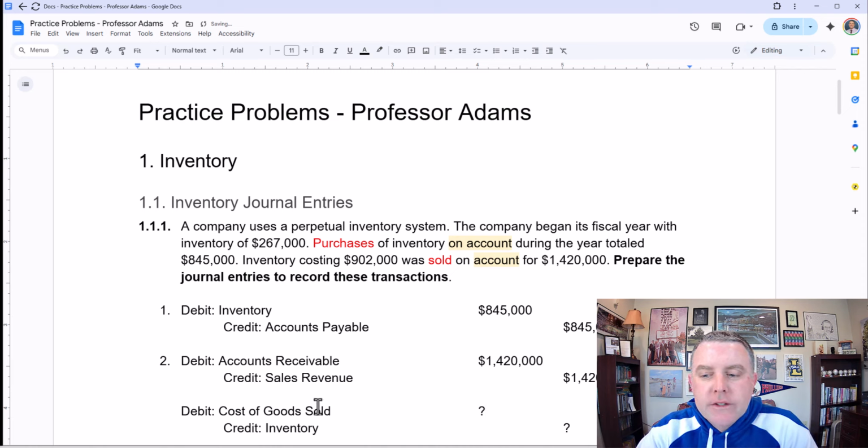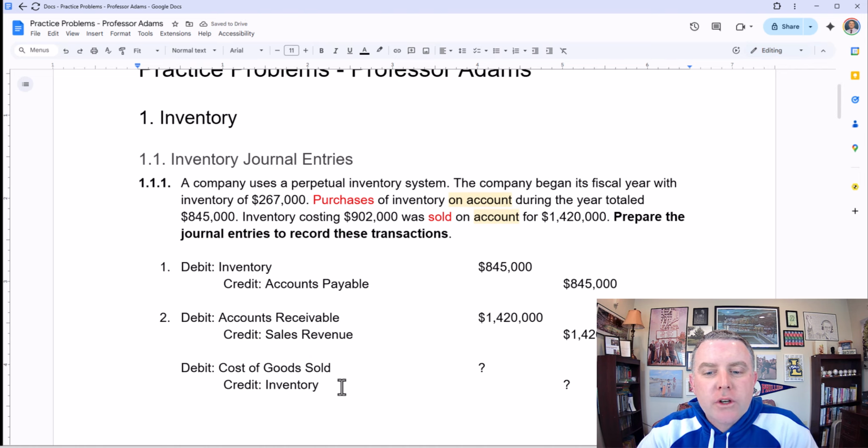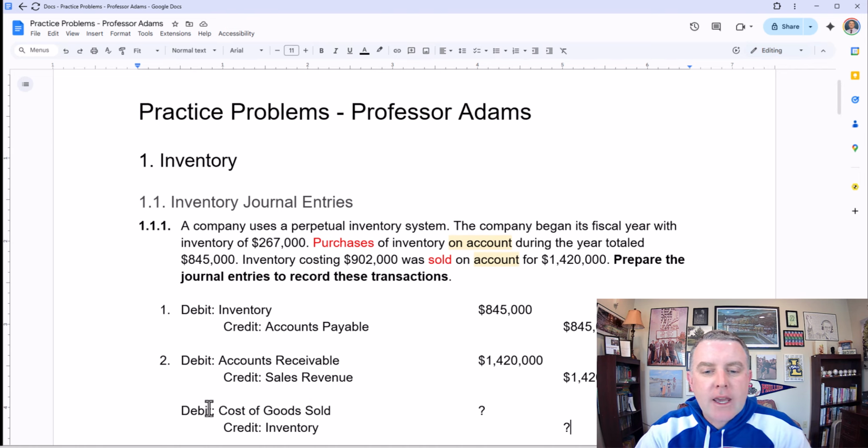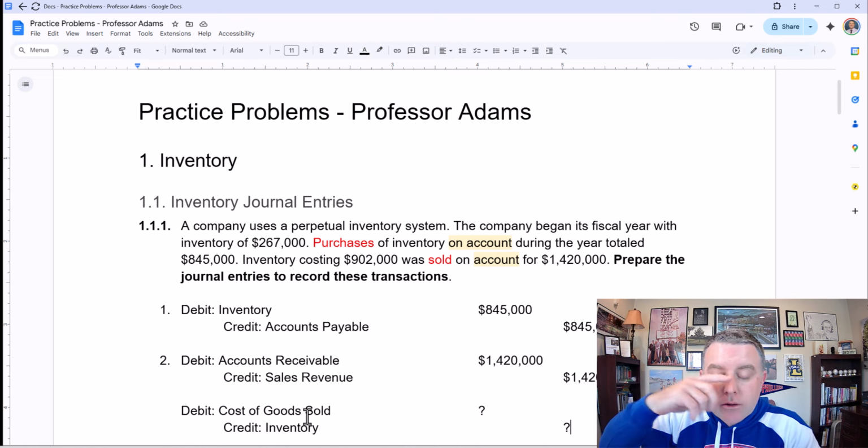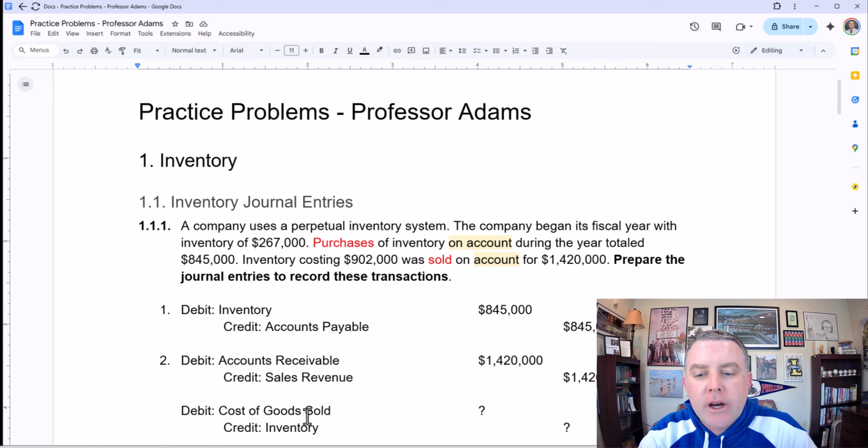So you need to figure out what amount should go in here for the second part of this sales entry. What I'd like you to do is comment below this video with the amount that should go into this second journal entry. What amount should you put in for cost of goods sold and inventory? I will look at the replies, and if you get it correct, I will reply to you indicating that the number you posted was correct.